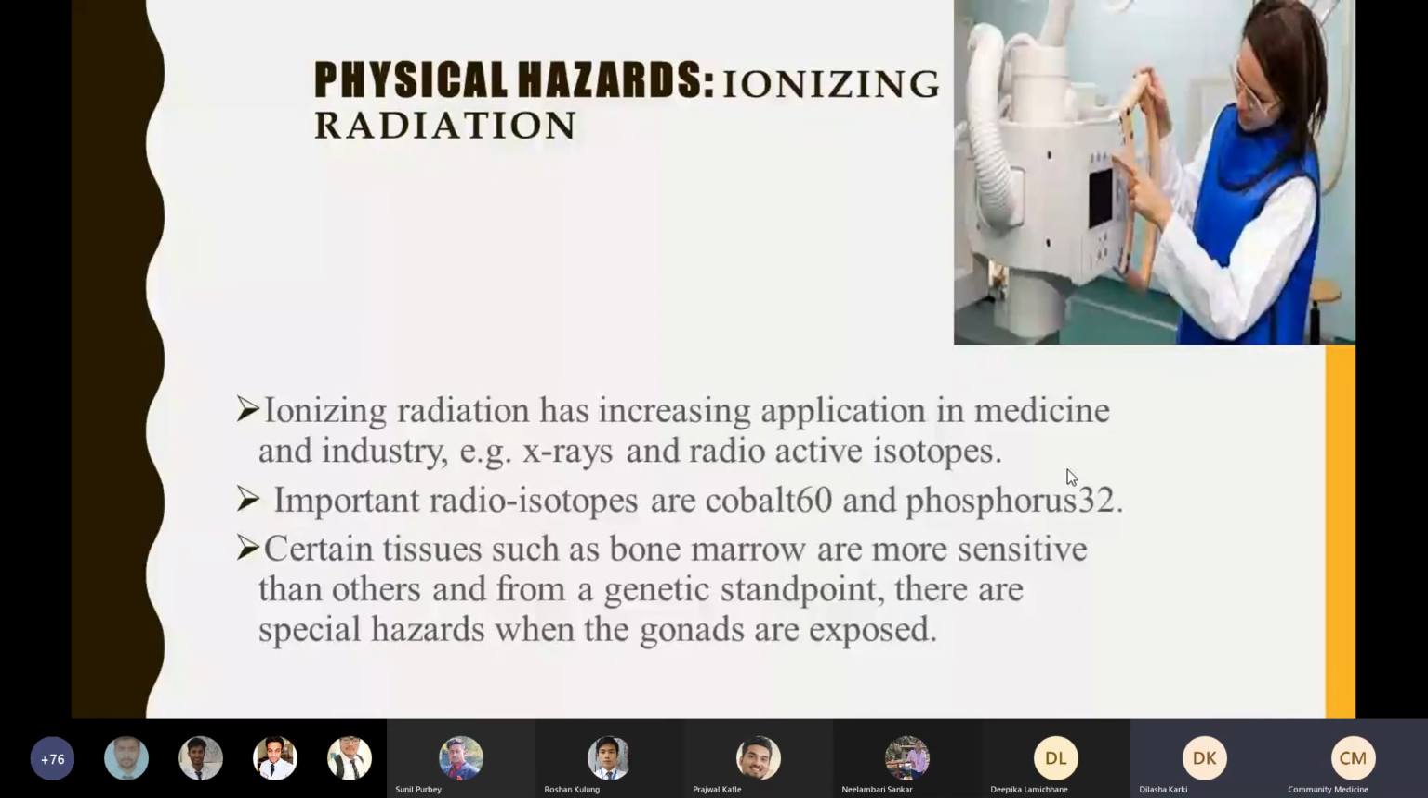So next is ionizing radiation. This is another type of radiation. Usually workers who work as radiographers are exposed to ionizing radiation. So see here, ionizing radiation has increasing application in medicine and industry. Example, X-rays. Let me just go through another slide.